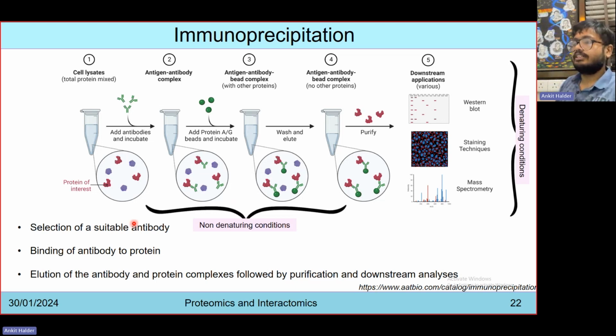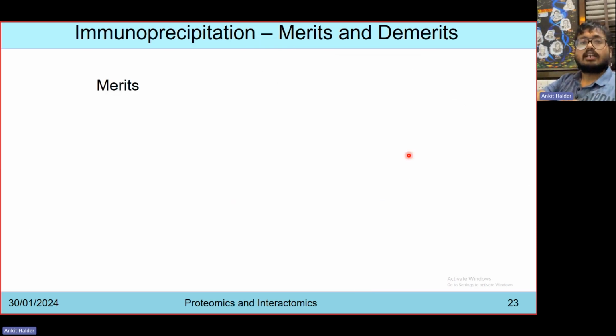Now you can divide the whole process into two conditions. One is the non-denaturing condition, because here the antibodies need to be kept in a very native condition to get attached to your protein and pull out the protein of particular interest. Whereas in the denaturing condition, once you have purified it and you are doing SDS-PAGE and mass spectrometry, you are denaturing it. So this belongs to the denaturing condition.